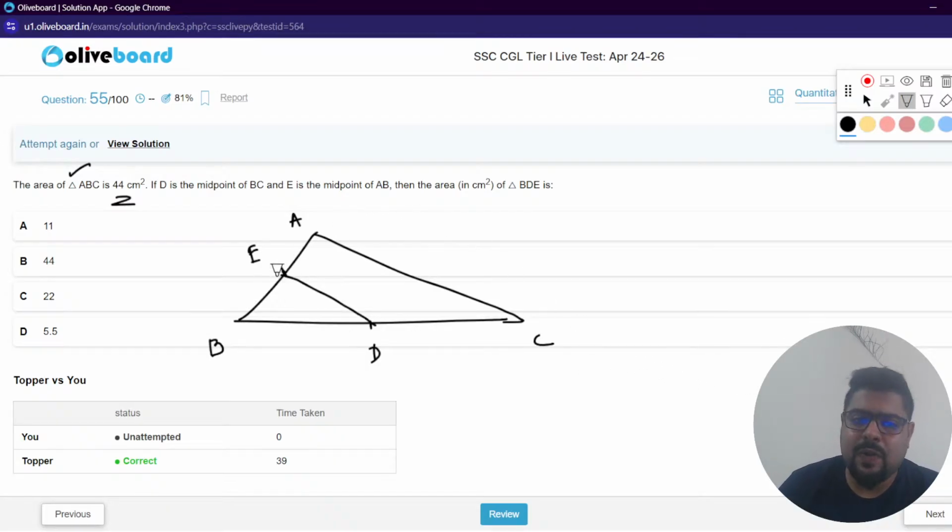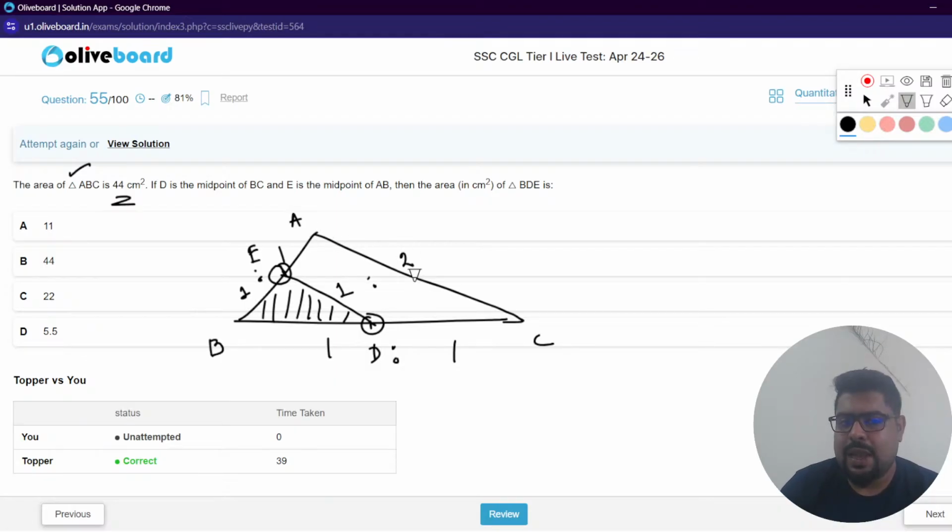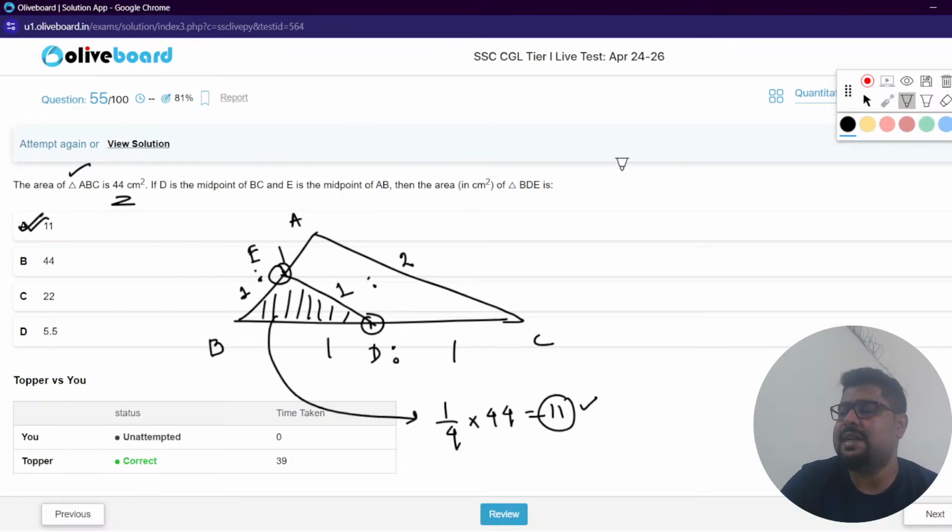Acha, sir. If you join two midpoints, this will be 1/4 of the area, sir. Why? Because this is 1:1, because these are midpoints. So this is actually the side ratio of this triangle. This is 1:2, sir. AC is twice of DE. If that happens, the area ratio will be square. So that is 1 square 1, 2 square 4. That's why this smaller triangle will have 1/4 of the area of the bigger triangle, which is 44. So your answer will be 11 centimeter square.